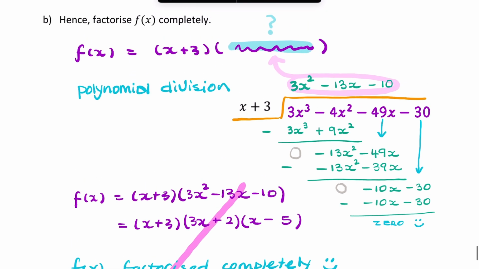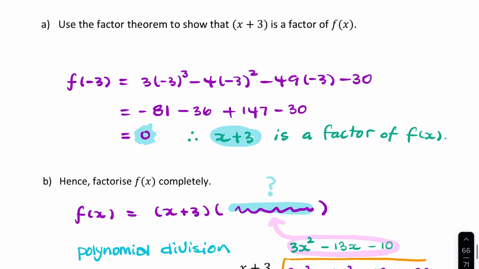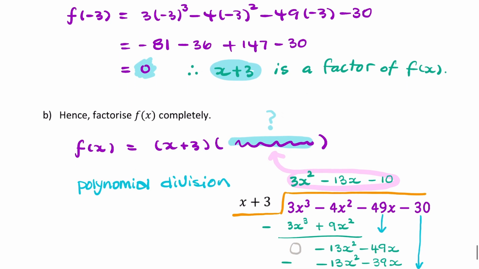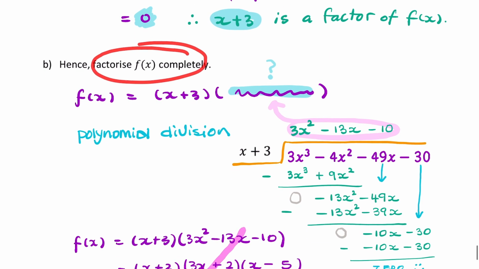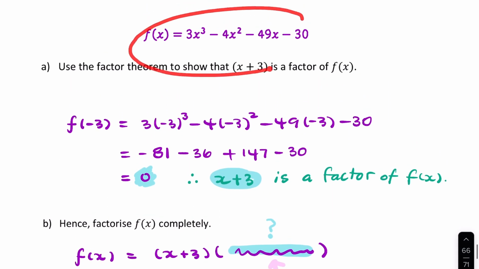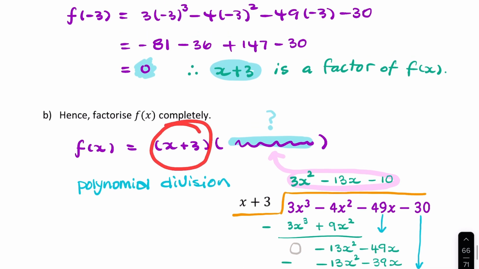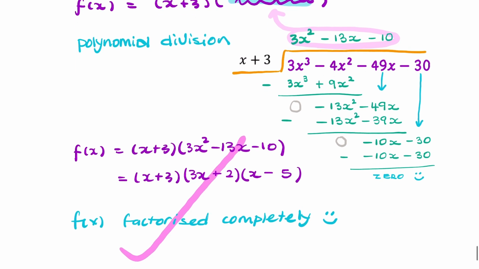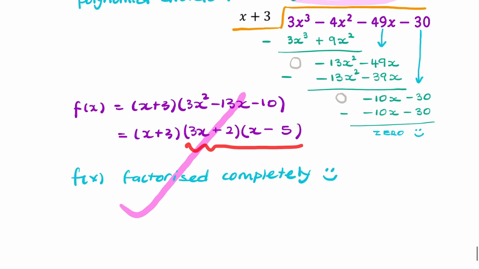Whenever they ask to use the factor theorem to show that something is a factor, just substitute the value that makes this factor 0 into f of x and check if you get a 0. When they ask you to factorize completely, do a polynomial division or a long division. You divide f of x by the factor that they gave you, and make sure you get a 0 at the end. Once you've done that, you can write f of x as a product of your two factors, and then try to factorize it using whatever factorization method you're comfortable with.